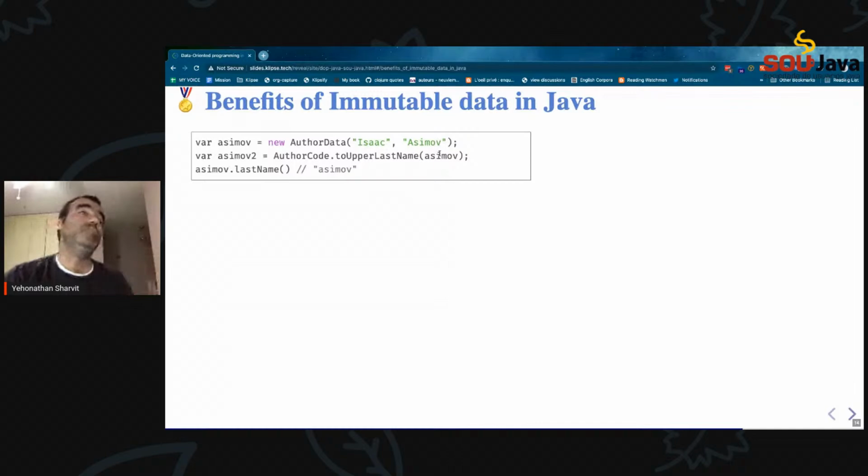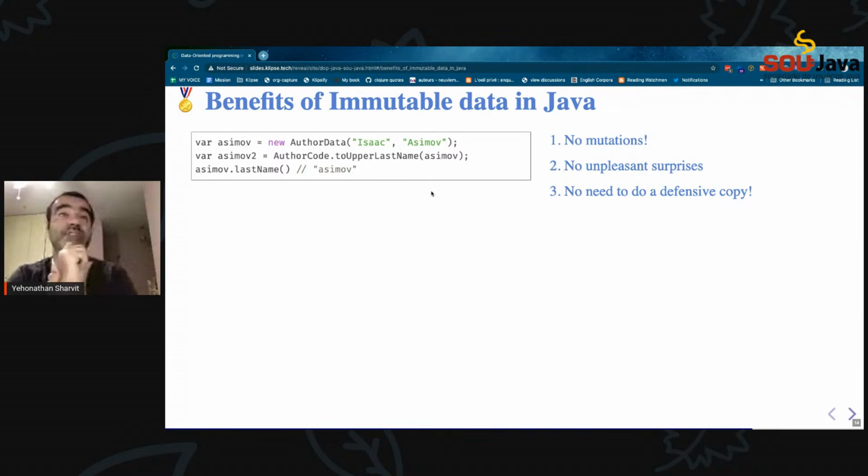And that simplifies a lot, it makes it much easier for us to understand what's going on in the program when we know the pieces of data cannot be modified by methods. So we don't have mutations, we don't have unpleasant surprises, we don't need defensive copy, and we don't need mutexes. And we get all those benefits only when we constrain our data to be immutable, either with Lombok Value annotation or with Java records that are available since Java 14.